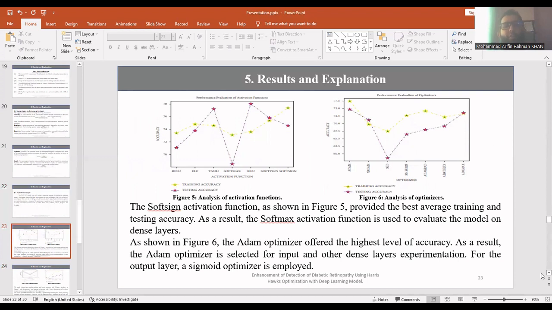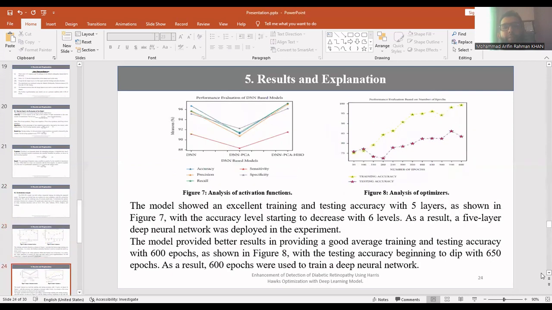Results and explanation. The softsign activation function, as shown in figure 5, provided the best average training and testing accuracy. As a result, the softsign activation function is used to evaluate the model on dense layers. As shown in figure 6, the Adam optimizer offered the highest level of accuracy. As a result, the Adam optimizer is selected for input and other dense layers in the experiments. For the output layer, a sigmoid activation is employed.